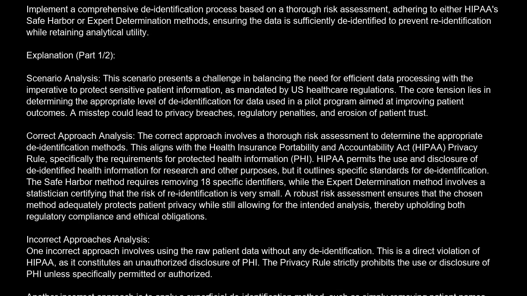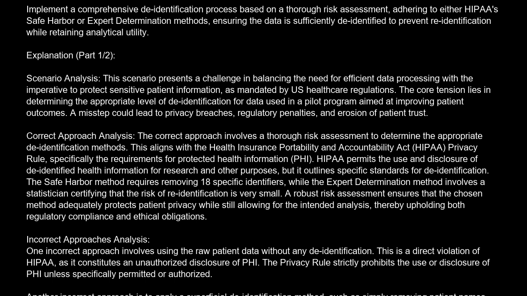Correct answer is B. Implement a comprehensive de-identification process based on a thorough risk assessment, adhering to either HIPAA safe harbor or expert determination methods, ensuring the data is sufficiently de-identified to prevent re-identification while retaining analytical utility.